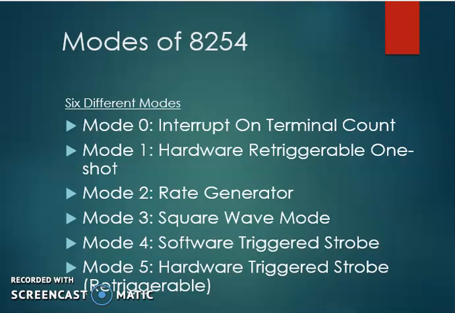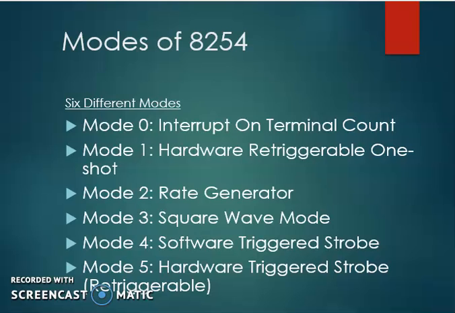Mode 2 is a rate generator. Mode 3 is a square wave mode. Mode 4 is a software triggered strobe, and mode 5 is a hardware triggered strobe. So these are 6 different modes. We will have a look at them one by one.